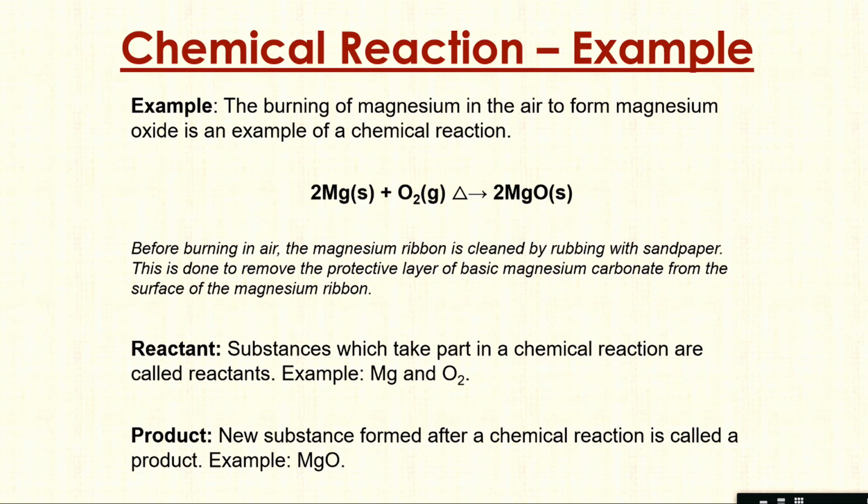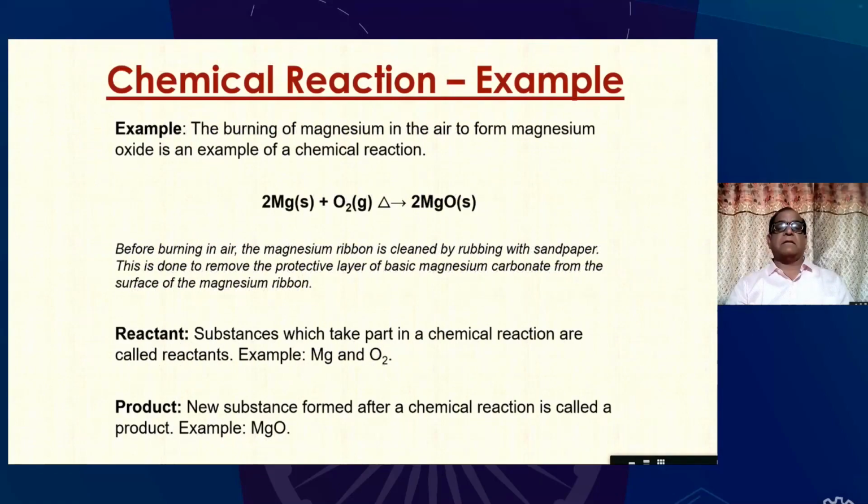Now, the substances which take part in the chemical reaction in the above reaction are magnesium and oxygen, so they are reactants. The new substance formed after a chemical reaction is called the product, so magnesium oxide is the product.